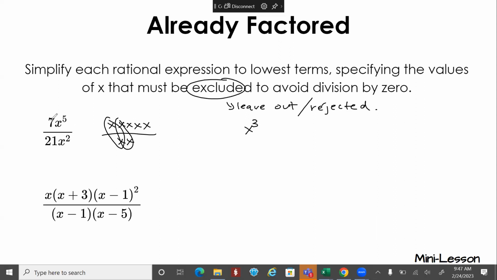Now, what about the numbers? 7 and 21. Both of them can be divided by 7. So if we divide by 7 in the top, we're going to get 1. If we divide by 7 in the bottom, we're going to get 3, right? This would be our simplified form.